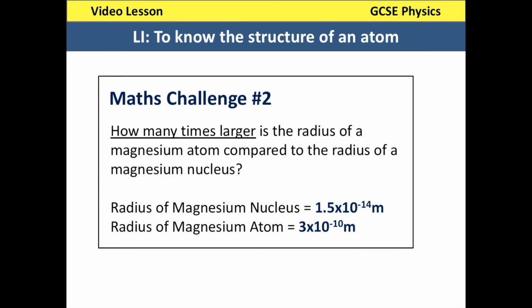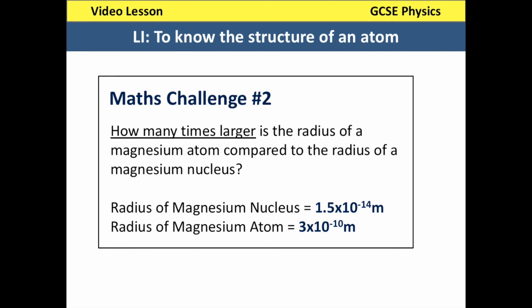Maths challenge 2. How many times larger is the radius of a magnesium atom compared to the radius of a magnesium nucleus? The radius of the magnesium nucleus is 1.5 times 10 to the minus 14 metres, and the radius of the magnesium atom is 3 times 10 to the minus 10 metres. Please pause the video, have a go at the question, and then press play to mark your work.